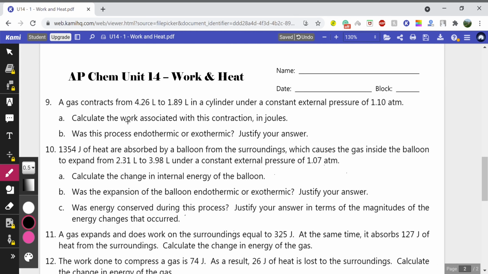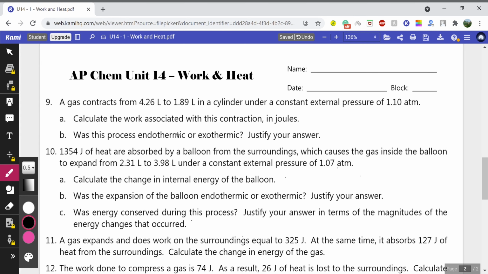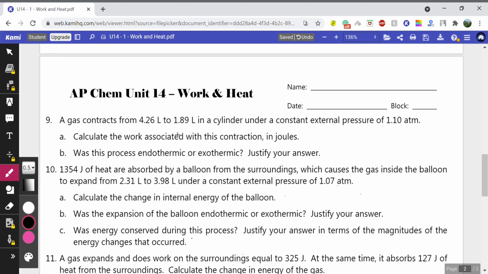Next, a gas contracts from 4.26 liters to 1.89 liters in a cylinder with a constant external pressure of 1.10 atmospheres. Now we're using work and heat. Calculate the work associated with this contraction in joules. To calculate work, let's do W is equal to negative P delta V, which is equal to negative 1.10 times delta V, the change in volume, which is 1.89 minus 4.26.